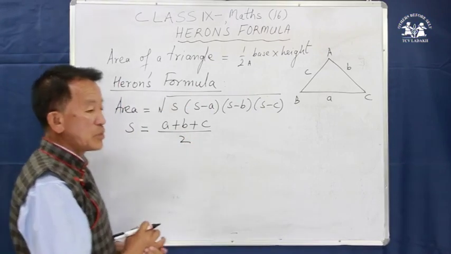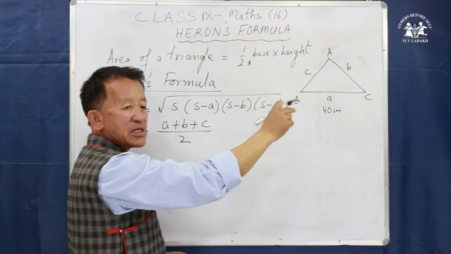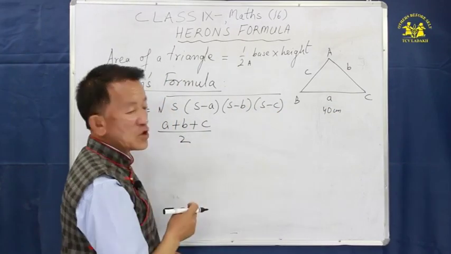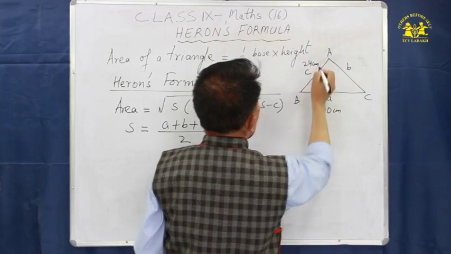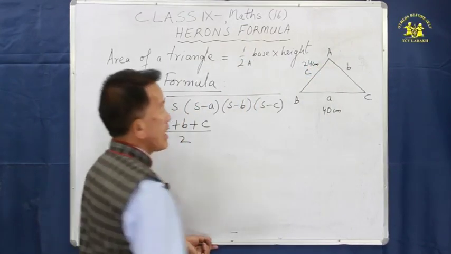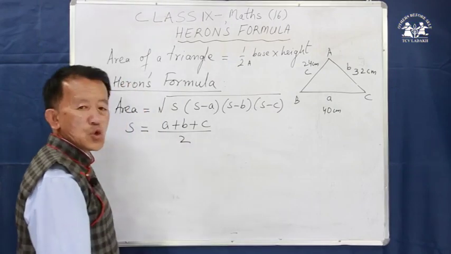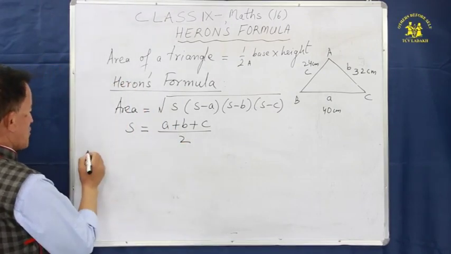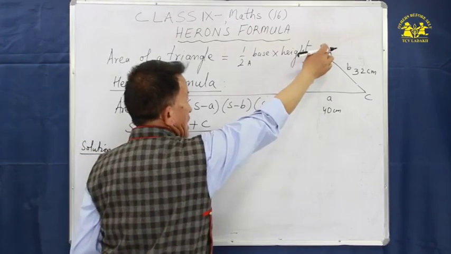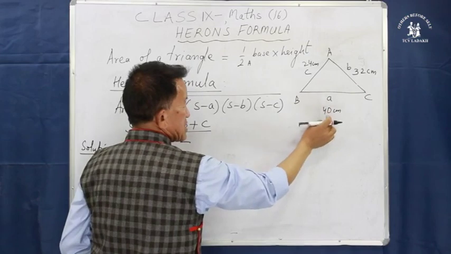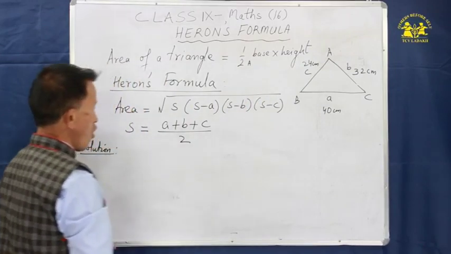Now we shall take one example. Let's say in triangle ABC, BC is equal to 40 centimeter and AB is equal to 24 centimeter and AC is equal to 32 centimeter. Okay, so in order to find the area of triangle ABC, in which BC is equal to 40 centimeter, AC is equal to 32 centimeter, and AB is equal to 24 centimeters.